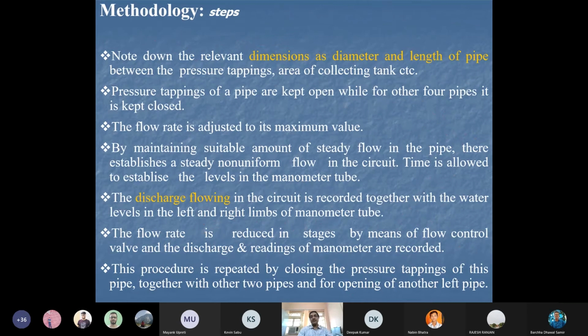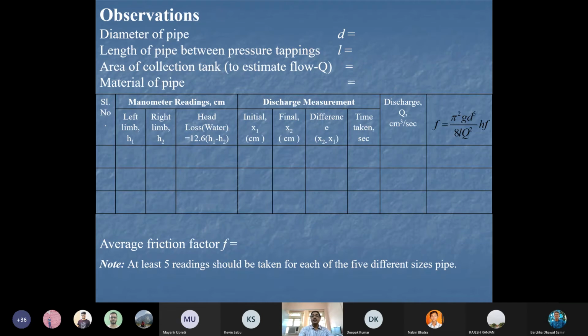I hope you have gone through the methodology. We first need to find the dimensions, the diameter and length of the pipe, then measure the discharge of flow. It's a step-by-step methodology, and finally we need to get the observations: the diameter of the pipe, the length of flow in the pipe, and the area of the tank. We can find the size of the tank, length into width, and the collecting height in a particular time t to find the discharge. And the material of the pipe we need to write down here.